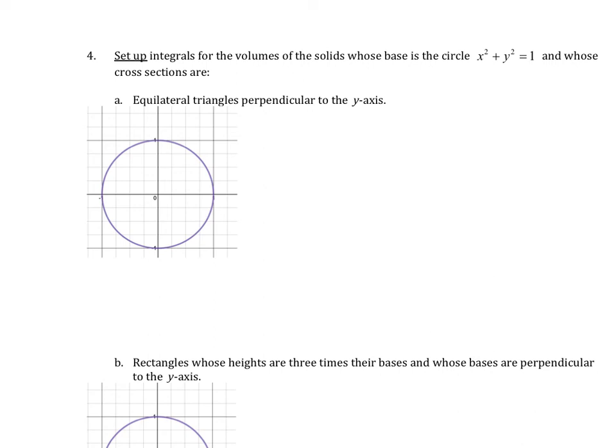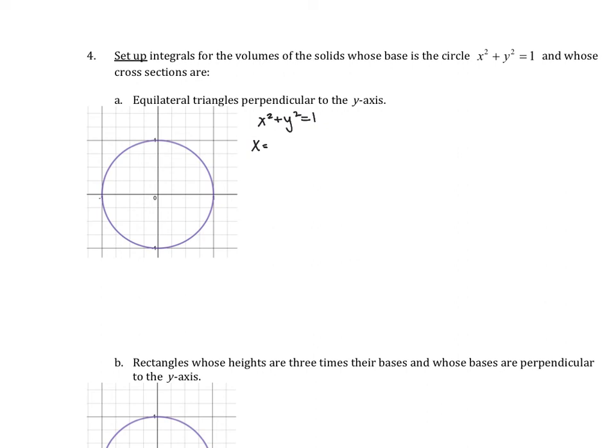Okay, I threw you for a loop on this one because this is perpendicular to the y-axis, and I gave you this circle equation. If I want to find the volume of the solid, I need two equations. So the first thing I'm going to do is take this x squared plus y squared equals 1 and get x by itself. I'm going to put it with respect to y because it said it was perpendicular to the y-axis.